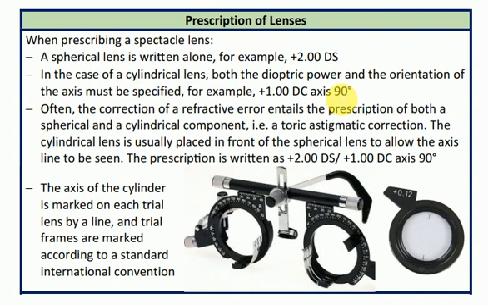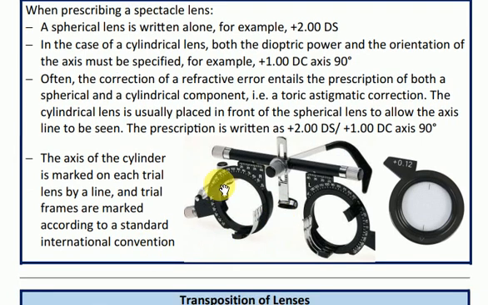of a cylindrical lens is marked on each trial lens by a line, as shown here. And these trial frames are marked according to a standard international convention. So suppose this is a +1 diopter lens and it is placed with its axis vertical, so it will be written as +1 DC with axis 90 degrees. So DC means diopter cylinder. DS means diopter spherical and DC means diopter cylinder.